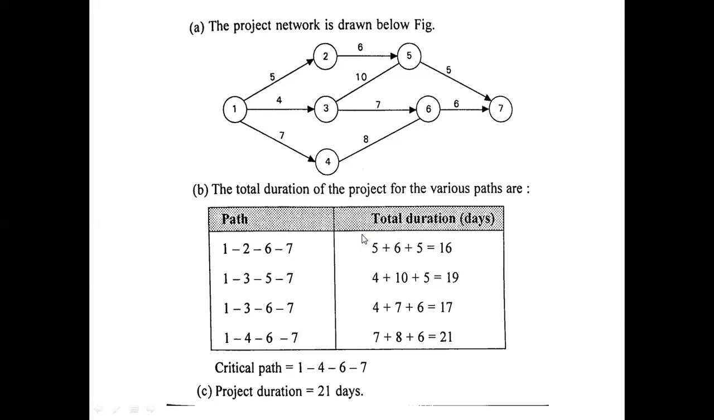So in all these paths, which one is going to take the largest duration? Sorry, please, 1, 4, 6, 7. 1, 4, 6, 7 is going to take the largest duration, that is 21 days. So that's why we are going to consider this path as the critical path. Okay, so the critical path is 1, 4, 6, 7. So the project duration of this network is 21 days.